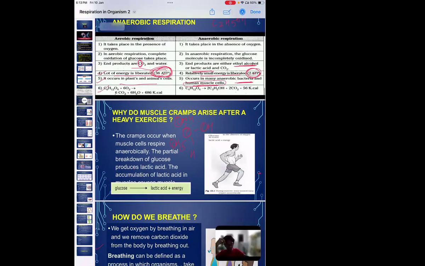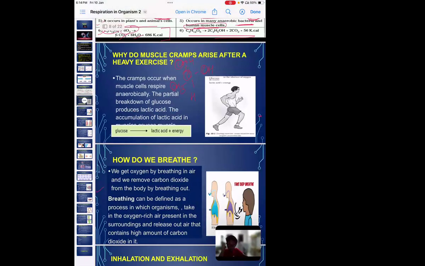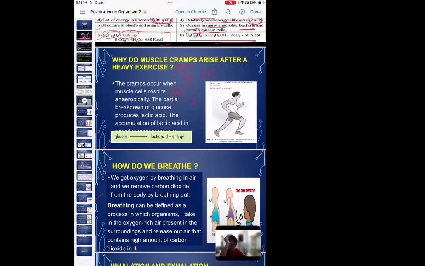And last, the equation: glucose in the presence of oxygen will break down into carbon dioxide and water, whereas on the second side, in the anaerobic case, glucose will break down into either ethyl alcohol or lactic acid. Now, the next topic is, why do muscle cramps arise after a heavy exercise?